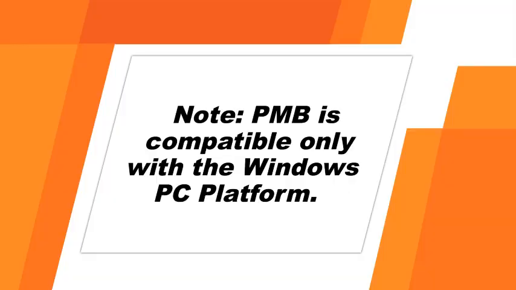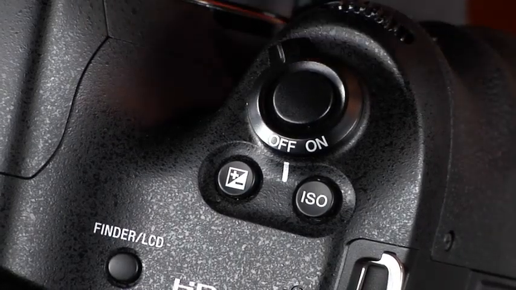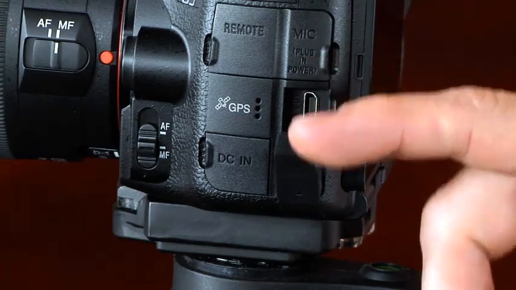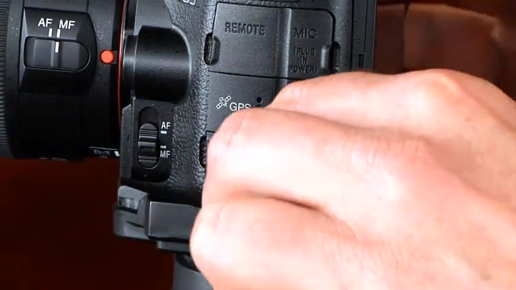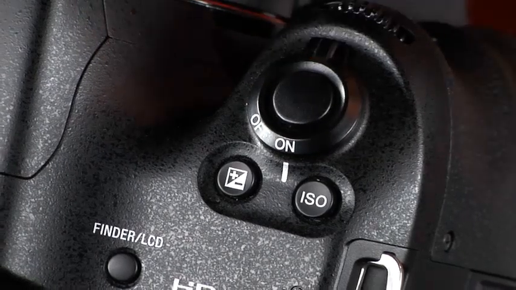Note that the Picture Motion Browser, or PMB, is compatible only with Windows-based computers. After you've installed the PMB software, you'll need to connect the camera to the computer. First, make sure the camera is switched to off. Now connect the USB cable to the camera's USB connector and the computer. Now switch the camera to on.